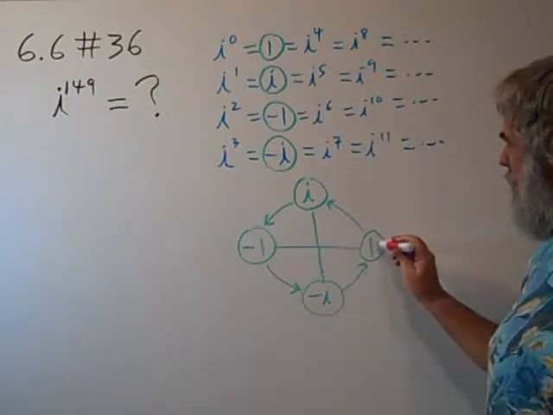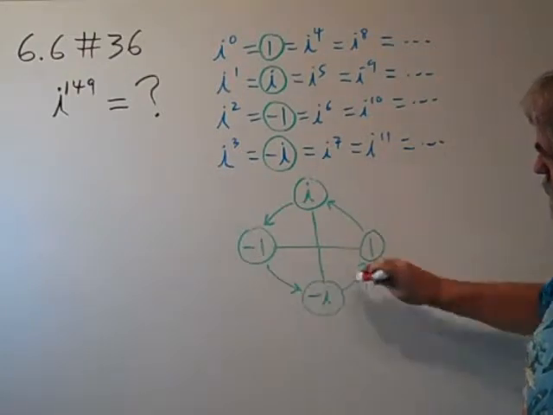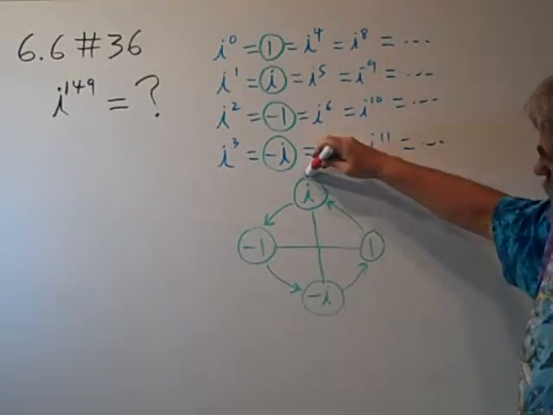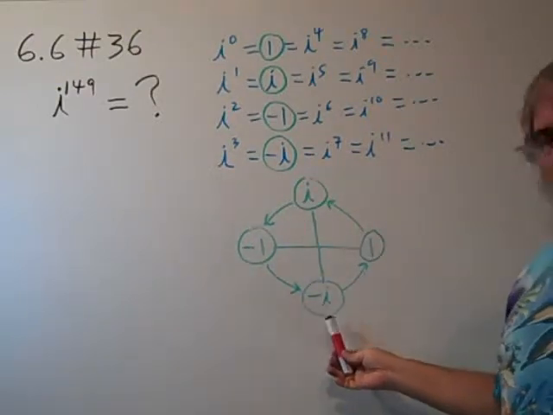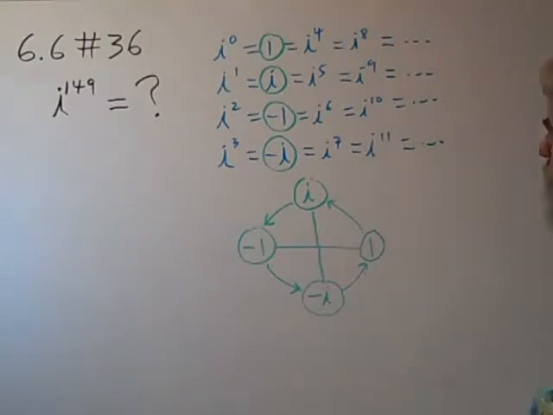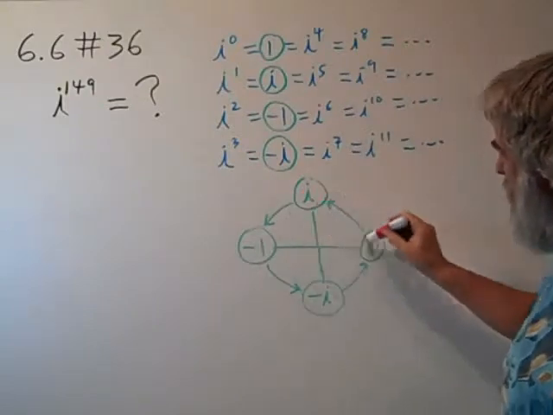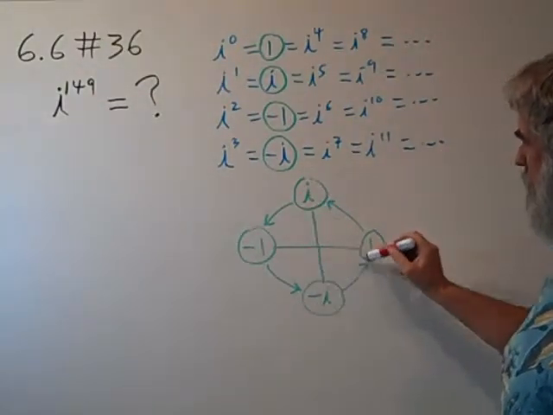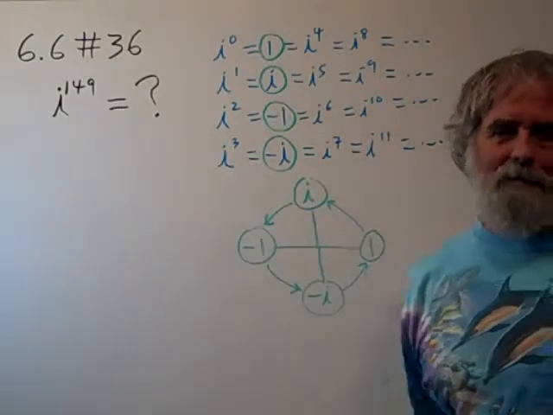Every time you multiply times i, you move another step around this cycle of 4. 1 times i is i, times i is negative 1, times i is negative i, times i is back to 1, and so on. So we're going around then 149 times. So you go 1, 2, 3, 4, 5, 6, 7, 8, until you get to 149.